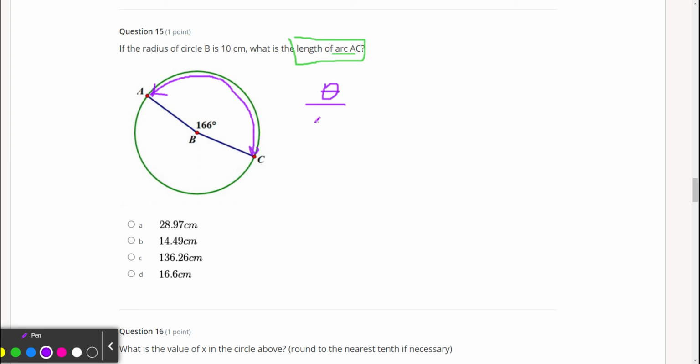Okay, so this is going to be the angle divided by 360. And then I'm looking for the length, so that's definitely 2 pi r, because that's circumference. So my angle is 166. And then up here it says the radius is 10.